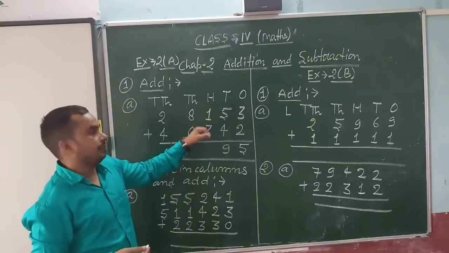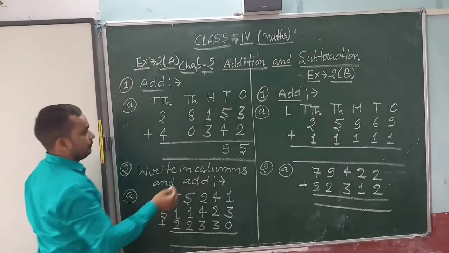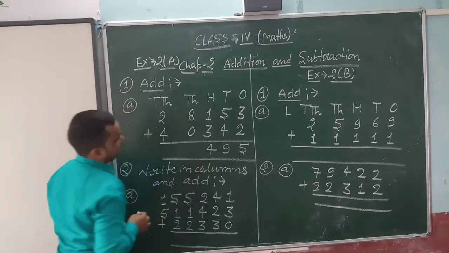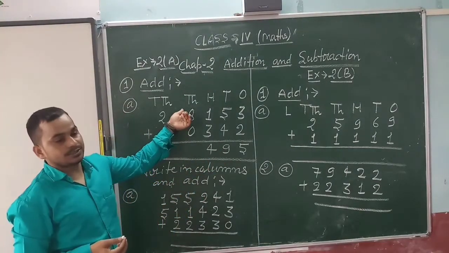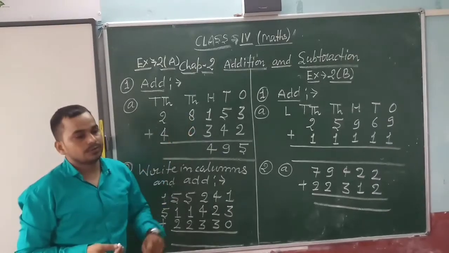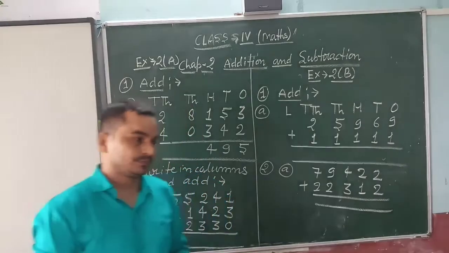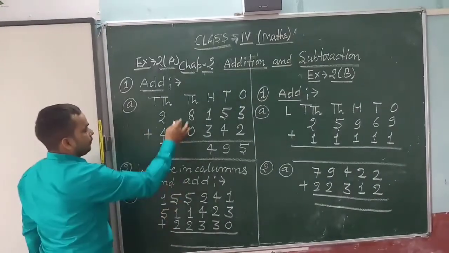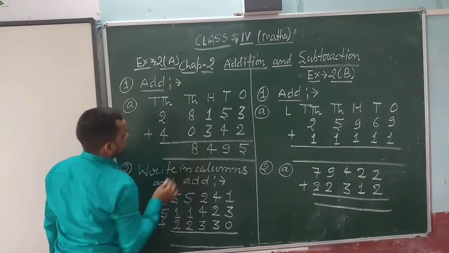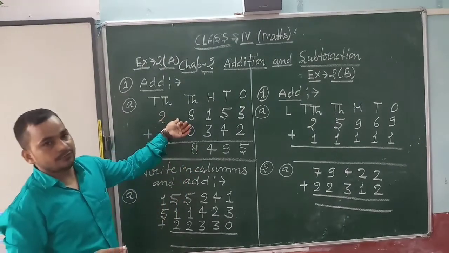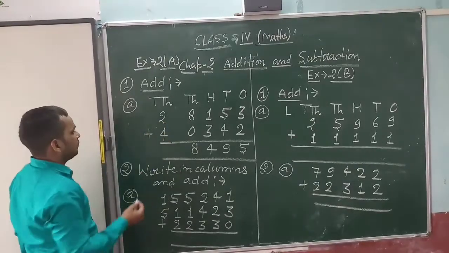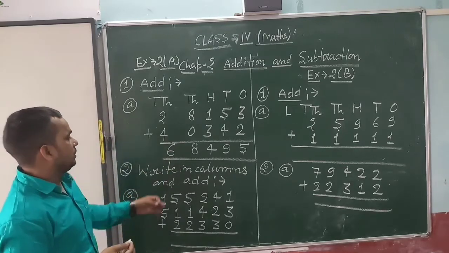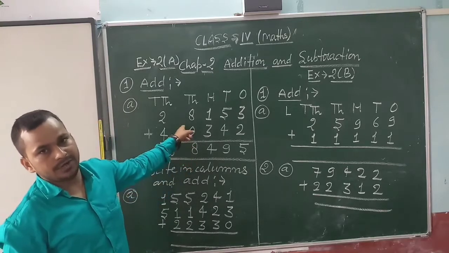Next 100 place, we have 1 and 3. When we add 3 plus 1, we have 4. Next 1000 place, 8 plus 0. When we have 0 in any number or digit, we get the same number or digit. So 8 plus 0 is 8. Then 10,000 place, we have 2 and 4. 2 plus 4, we have 6. So that is the addition of the given numbers.